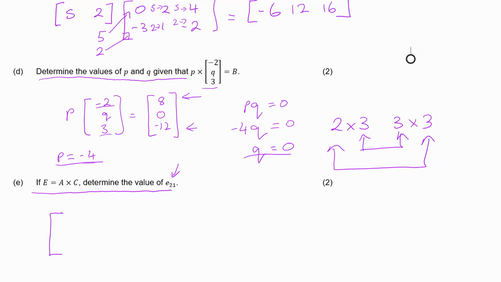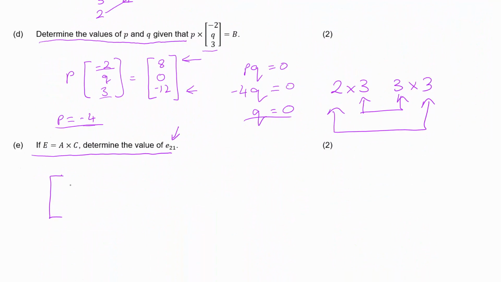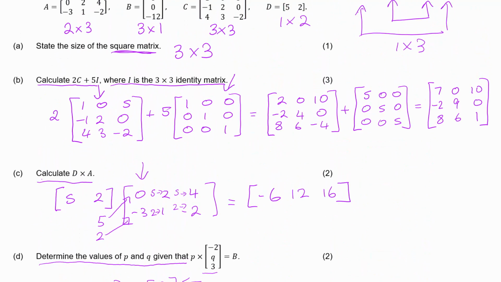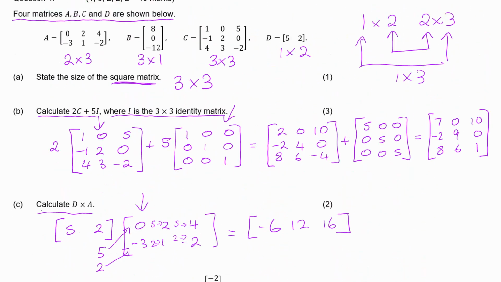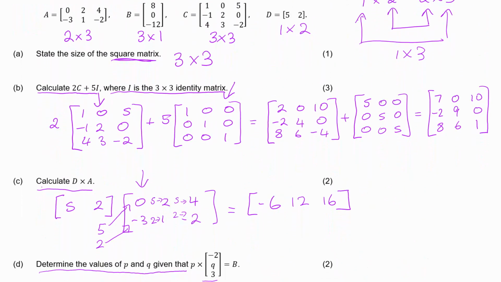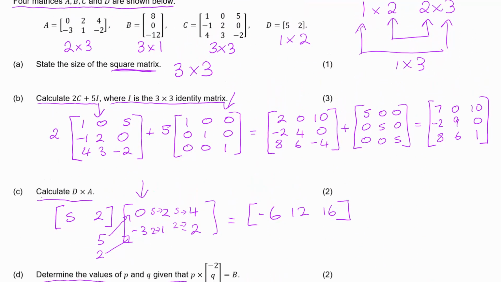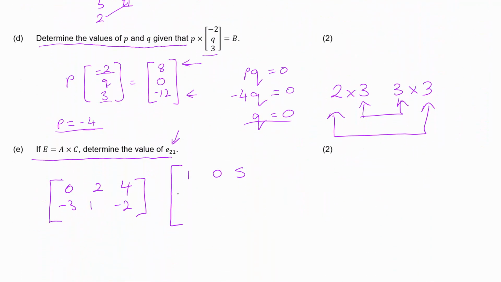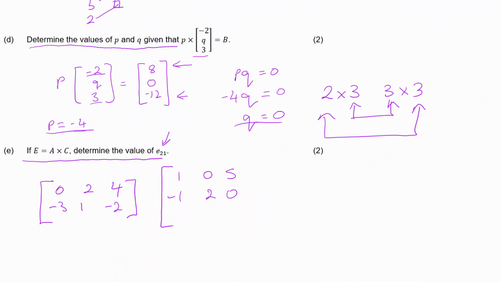Now let's just think about doing A times C. So what is the matrix A again? So A was 0, 2, 4 in the top, and it was negative 3, 1, negative 2 in the bottom. Let me just check that. Negative 3, 1, negative 2. C has 1, 0, 5 in the top. It then has negative 1, 2, 0. And finally, 4, 3, negative 2.